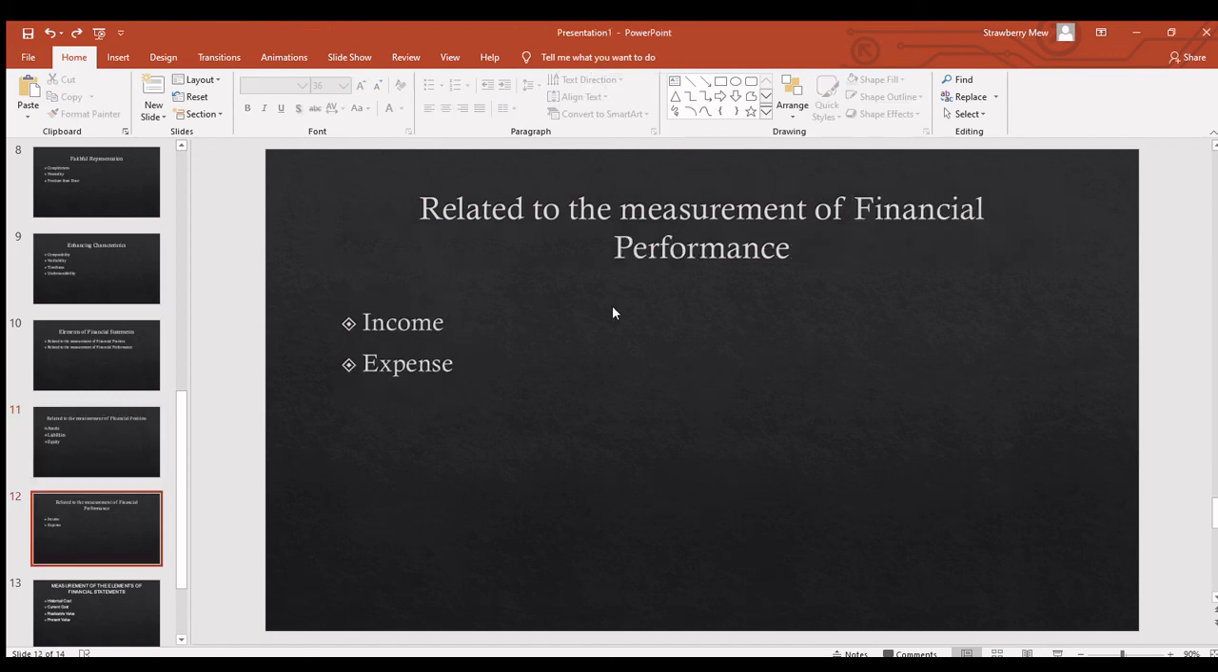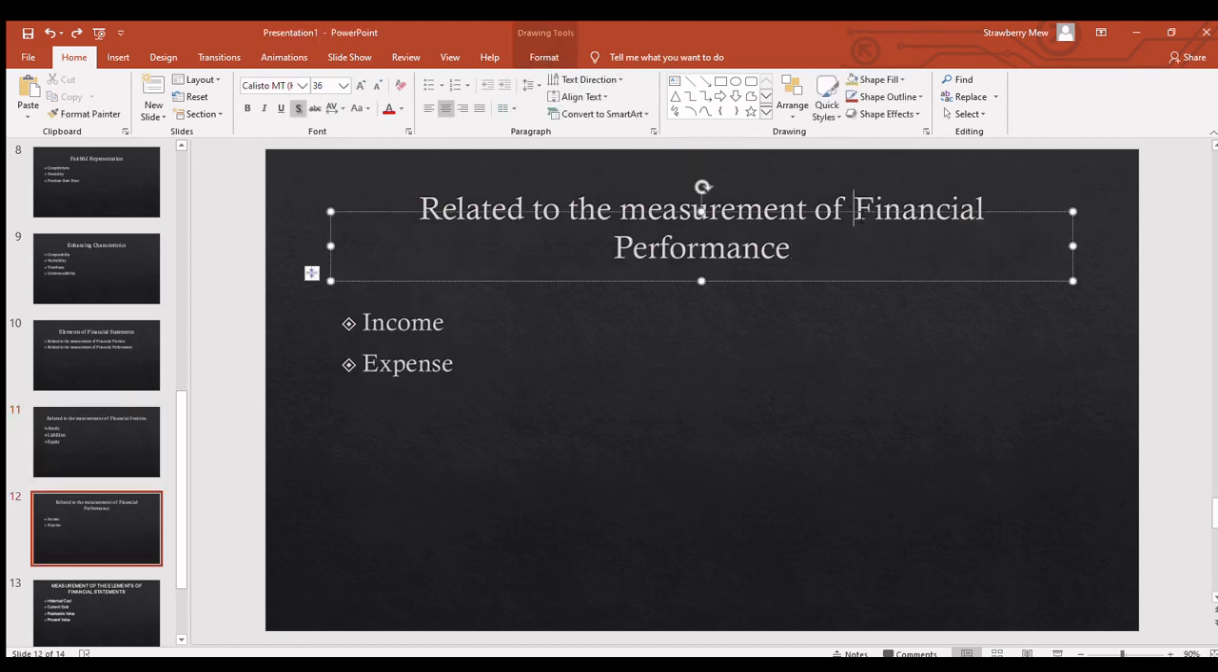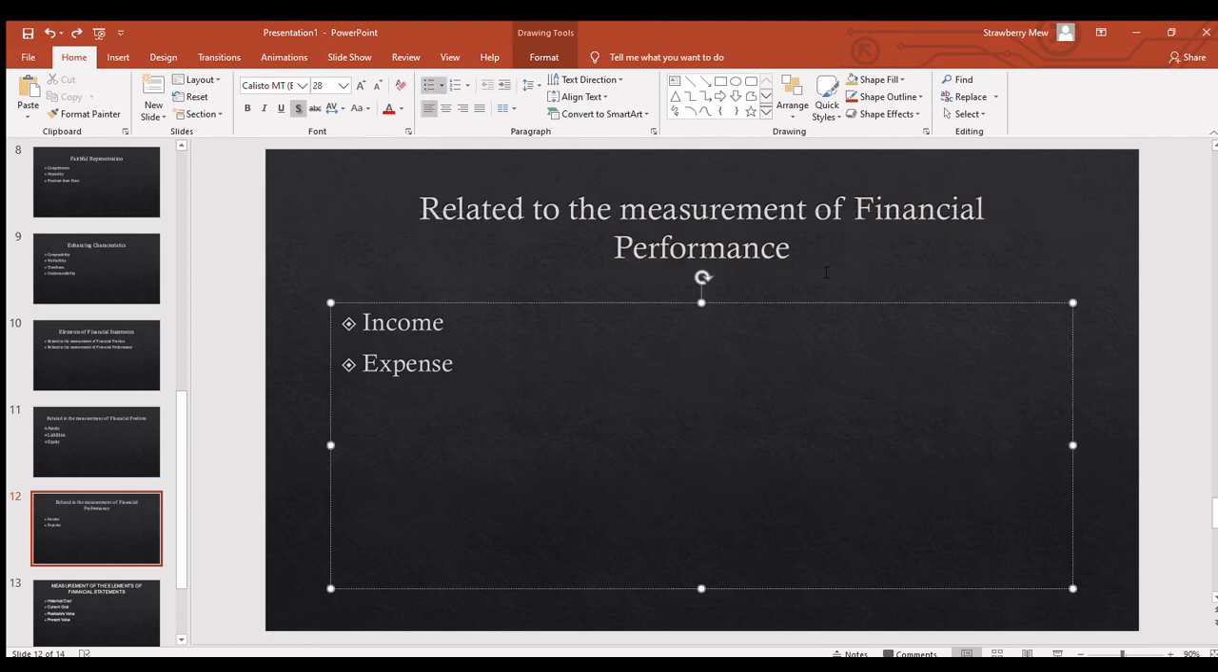While ito naman yung financial performance. Kasi financial performance kasi nga, ano yung performance ng isang business for a given period of time. Okay, so for a given year, paano yung performance ng business? Nagkaroon ba sila ng profit or nagkaroon ba sila ng loss? Okay, so the elements that represent the financial performance are the income and the expenses.